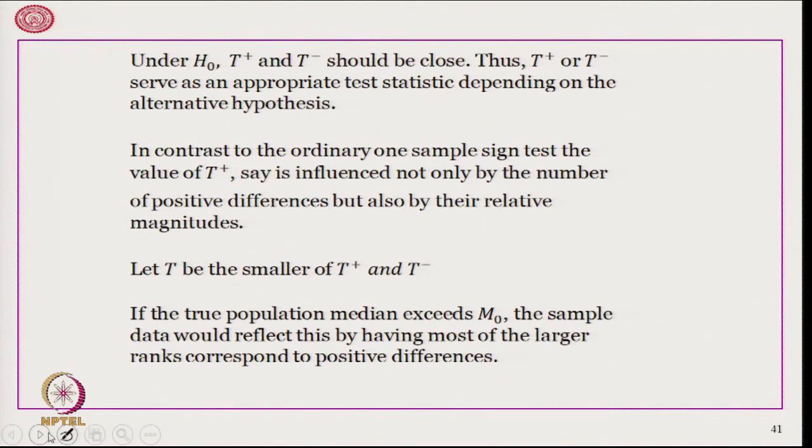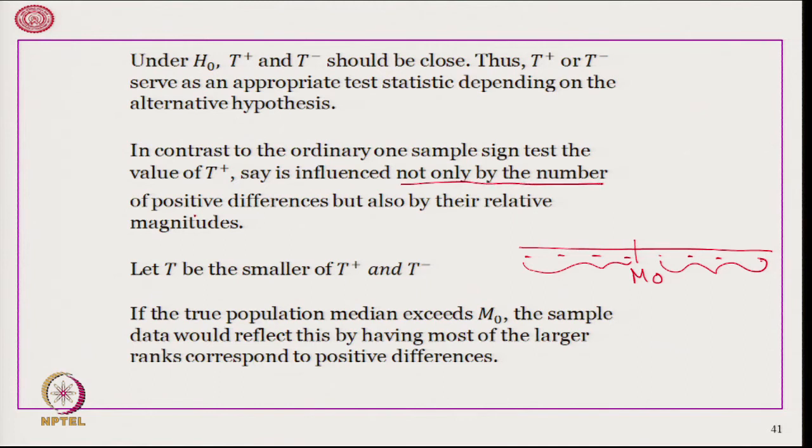Under H naught, T plus and T minus should be close, because if this is the m naught and these are my observations, what I would expect, the ranks of the differences is going to be equally distributed. Therefore, the sum of ranks of the negative ones and the sum of ranks of the positive ones should be very close. So, in contrast to the ordinary one sample sign test, the value of T plus is influenced not only by the number of positive differences, but also by their relative magnitudes. So, I hope you understand that, otherwise I will explain later. Let T be the smaller of T plus and T minus. If the true population median exceeds m naught, the sample data would reflect this by having most of the larger ranks corresponding to the positive differences.